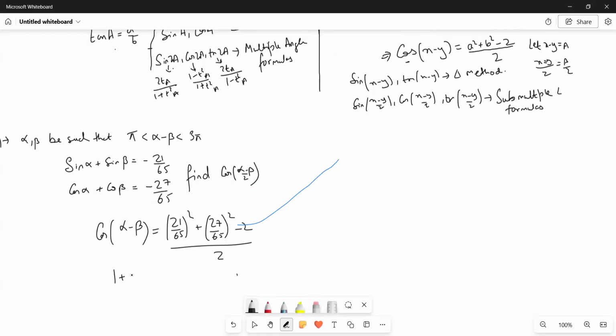And then we apply the formula: 1 plus cos of (alpha minus beta) is 2 cos square (alpha minus beta) by 2. हाँ तो यहाँ से वैल्यू निकाल के इसमें प्लग इन कर देना है and simplify. You get the value as minus 3 by root over of 130.